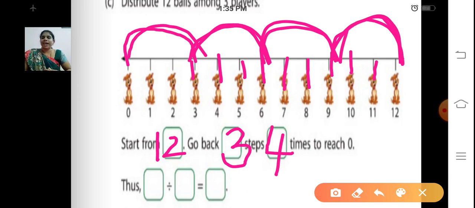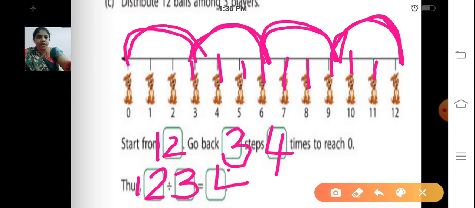4 times. So as there were 12 balls, the numbers will be from 0 to 12. How many players? 3 players, isn't it? So we have to go back 3 steps backward. So how many times did we go? 4 times. So 12 divided by 3 is equal to 4. When we divide 12 by 3, the answer is 4.